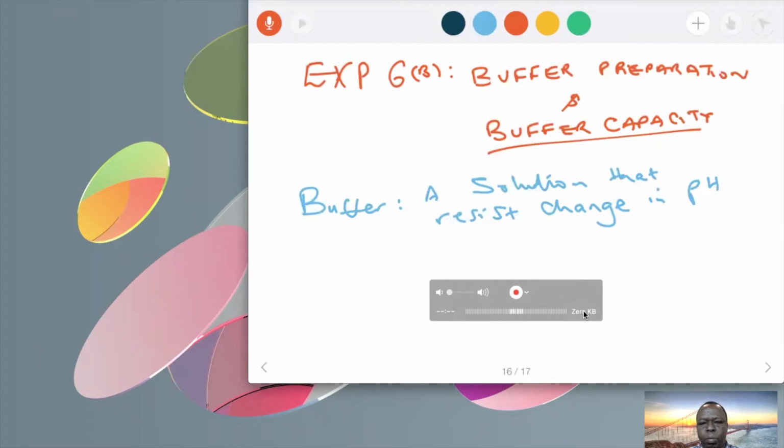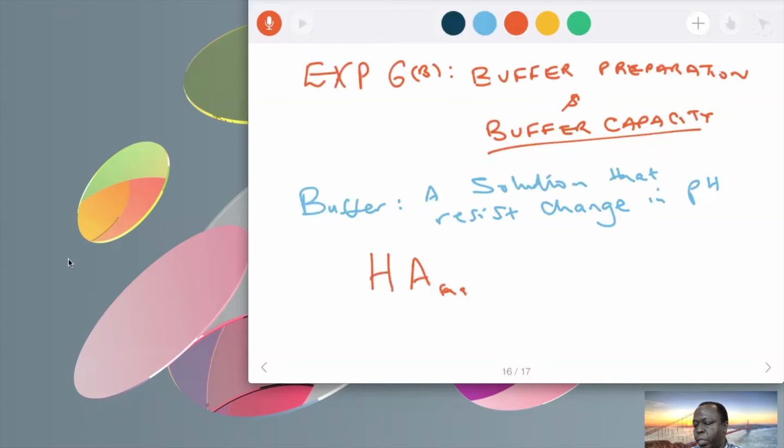It consists of a weak acid and a weak base or its conjugate base. It's important to note that a buffer solution is prepared by using a weak acid and its conjugate base. Here is the general chemical formula for a weak acid.